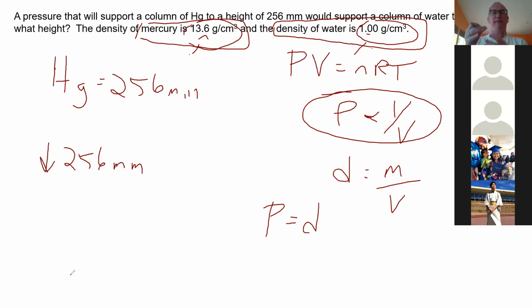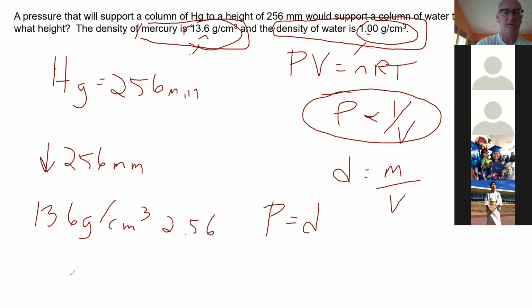So just think of it this way. Mercury is really, really heavy, right? So that pressure moves this amount of mercury. It's 13.6 grams per cubic centimeter, and it moves it a total of 2.56 centimeters. So it can move this much by this much height.